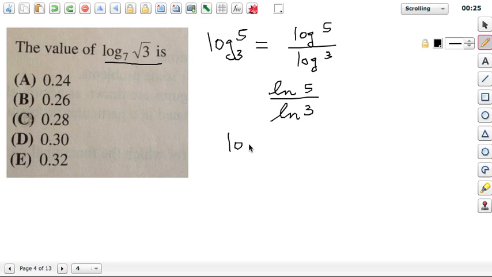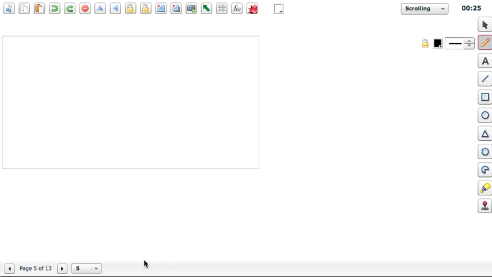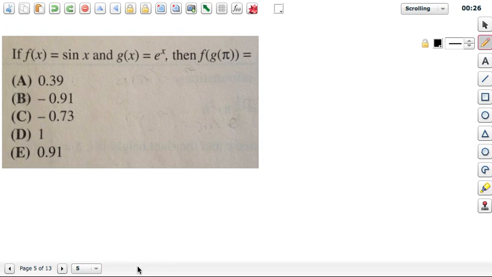So you will go log root 3 over log 7. And plug this in your calculator, and hopefully you got answer C, 0.2822. The calculator will give you something like 0.2822. How about this one?